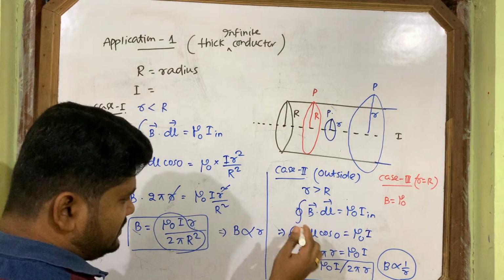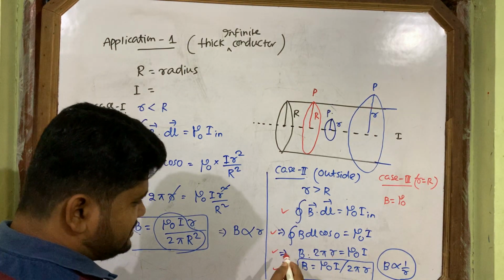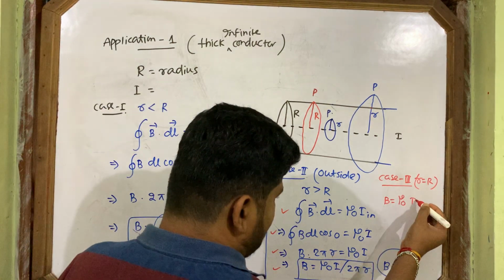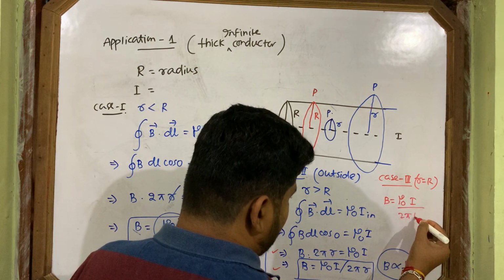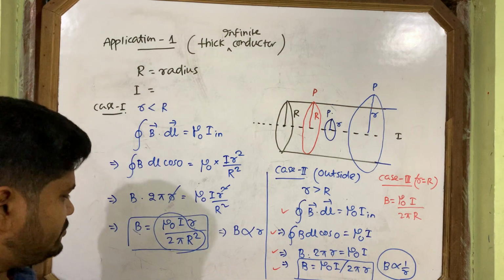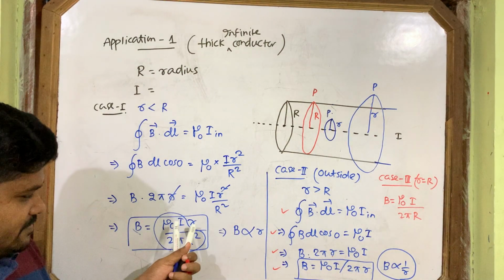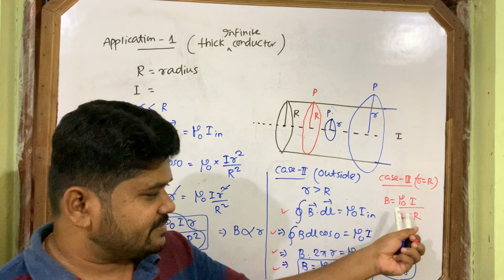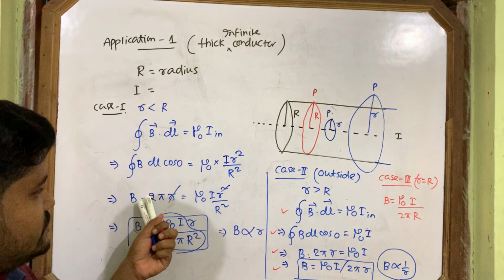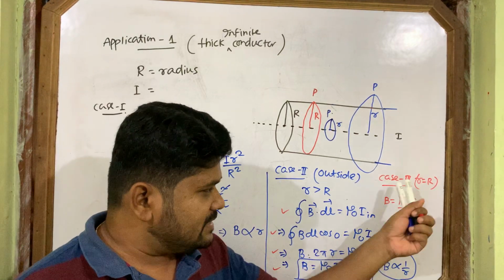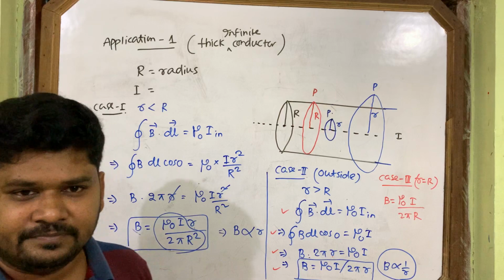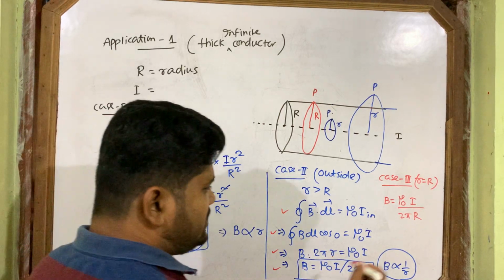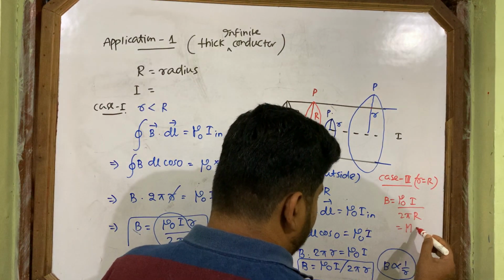You can write the whole of this step, changing only small r equal to capital R. So it will come to mu naught I by 2 pi r. Also, you can put here small r equal to capital R, and you get the same expression. You can put it in case 1, and in case 2 in place of small r put capital R. If you put it, you will get the expression, and this is maximum.